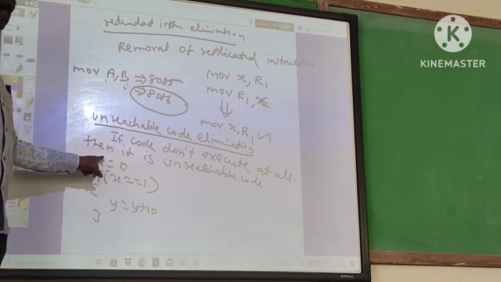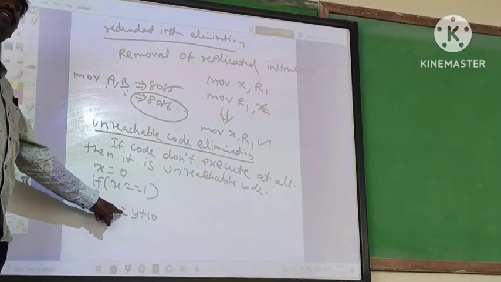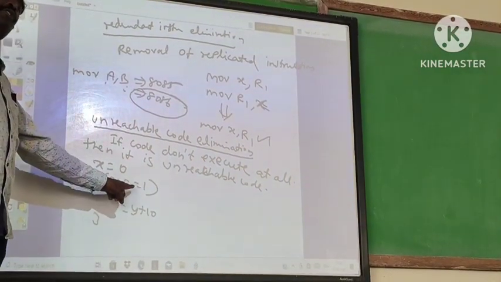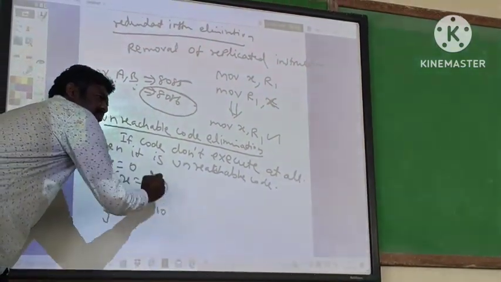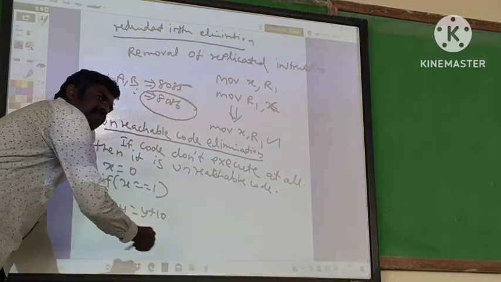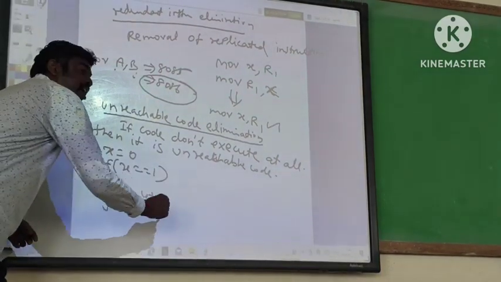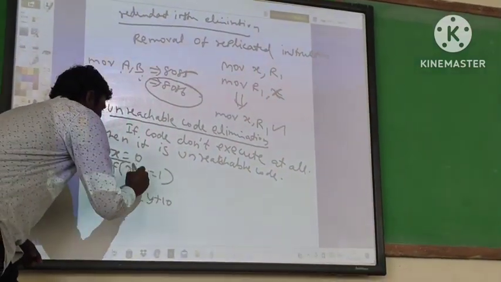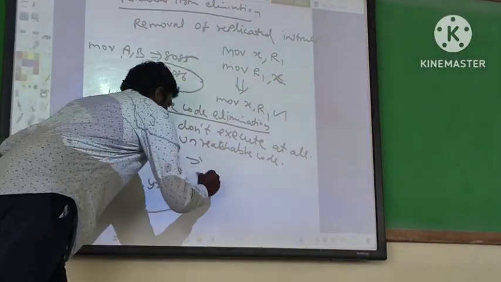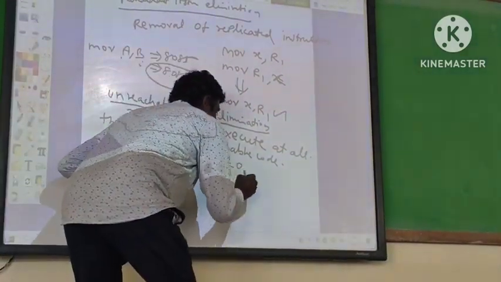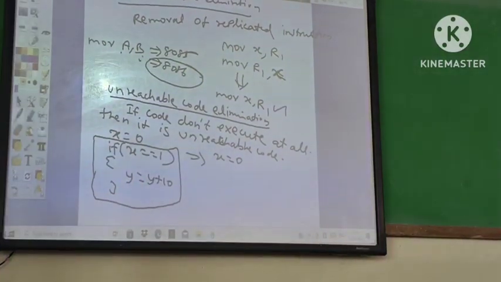Now what is the value of x? 0. When will the condition get executed? When x is equal to 1. So this code will never get executed, am I right? This chunk of code will never get executed. Are you able to understand? So this code is called unreachable code. The entire code fragment is unreachable. Eliminate this by replacing it with x equal to 0. That's all. This is called unreachable code elimination.